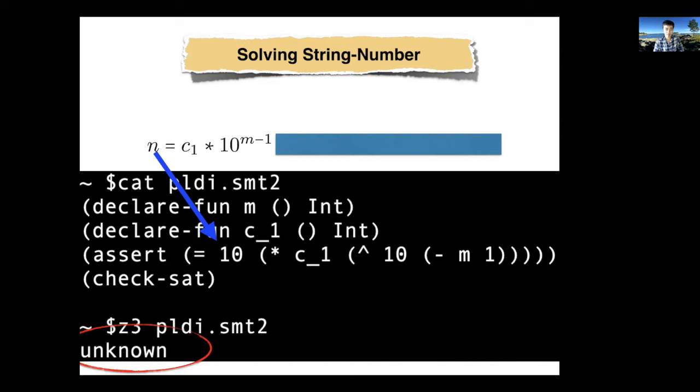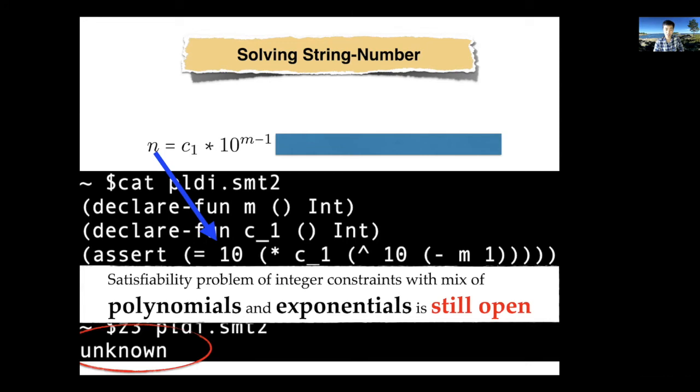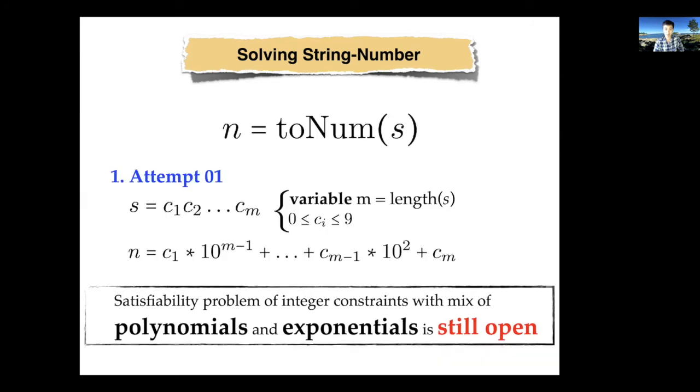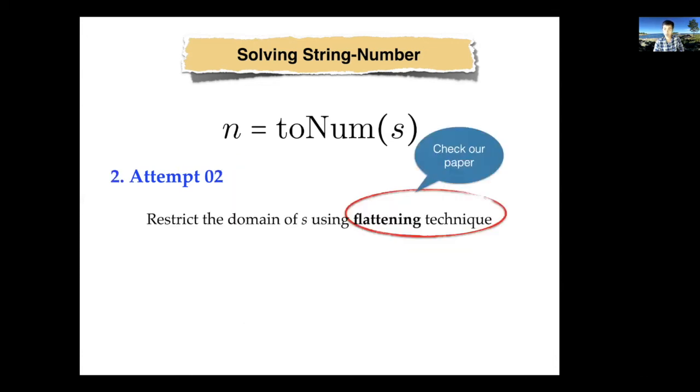So what happens? It's not really because Z3 is a bad SMT solver or something like that. Actually, Z3 is doing very well. The reason is that the problem of solving constraints when we have something like polynomials and exponentials is still open. That means we have no way to find the value of C1 and m in this case. So our first try did not go well. Now let's try it one more time.